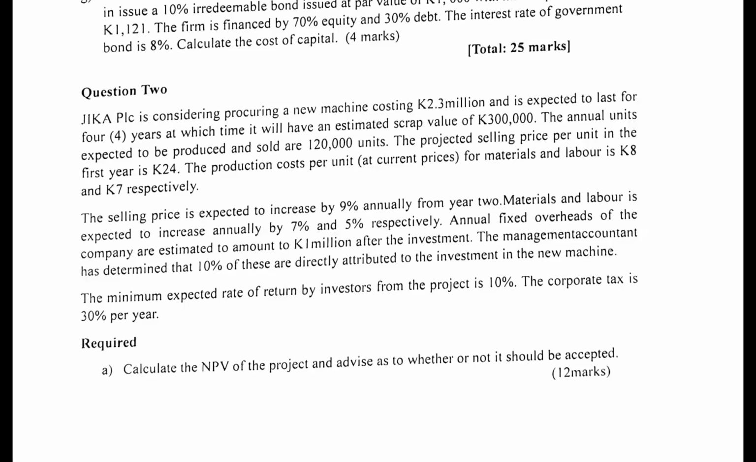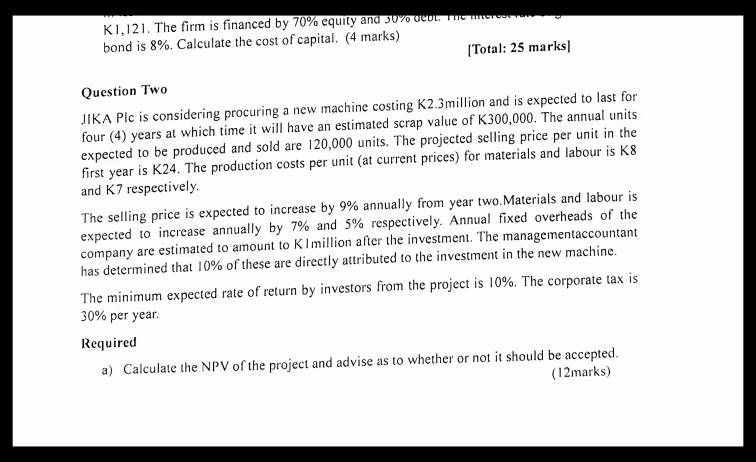Now, pay attention to the reading of the question. The annual units expected to be produced and sold are 120,000 units. The keyword to follow here is annual, right? So which means every year we are producing how many units? 120,000 units are being produced every year. We're highlighting some facts from the question.